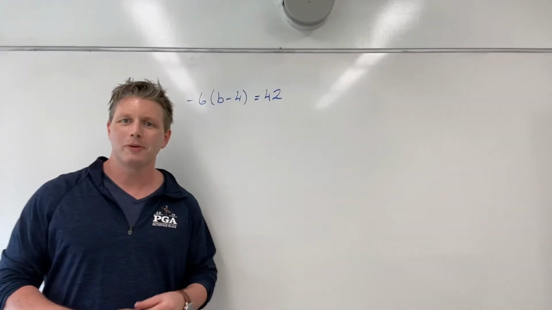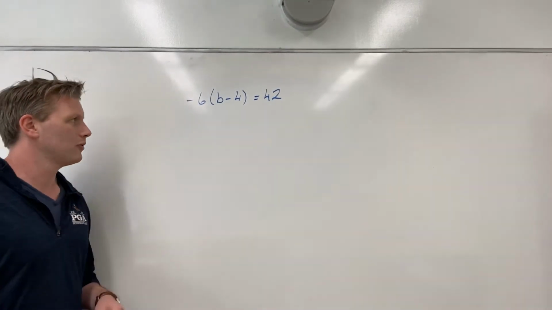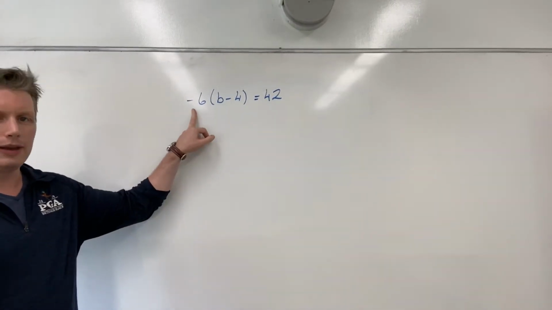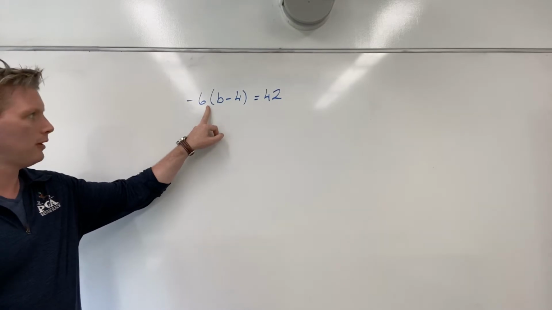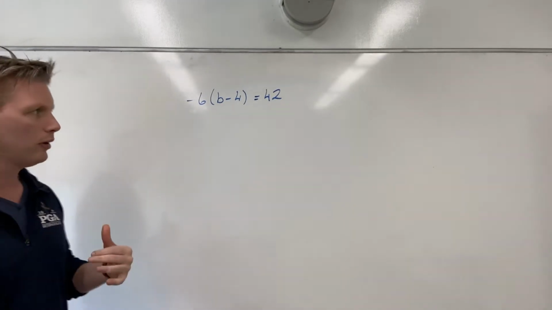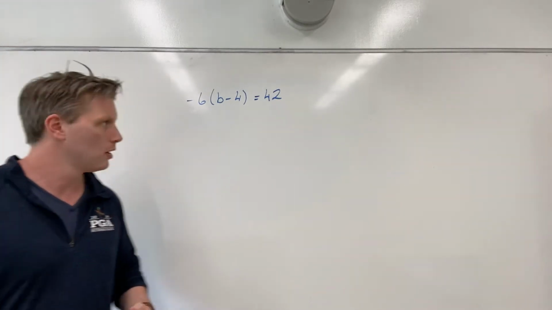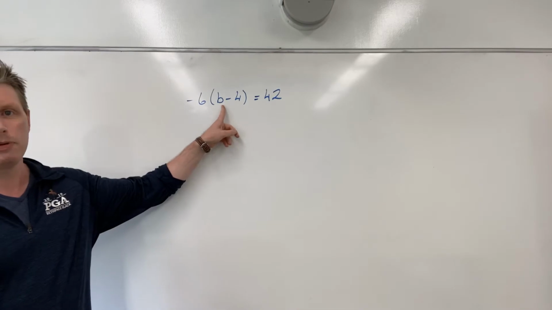Guys, in this video I'm going to continue solving linear equations. I'm going to start with this question right here. I have negative 6 times the quantity in parentheses b minus 4 is equal to 42. And so again, we're looking for the value of the variable that will make this equation true. In this case, our variable happens to be b.